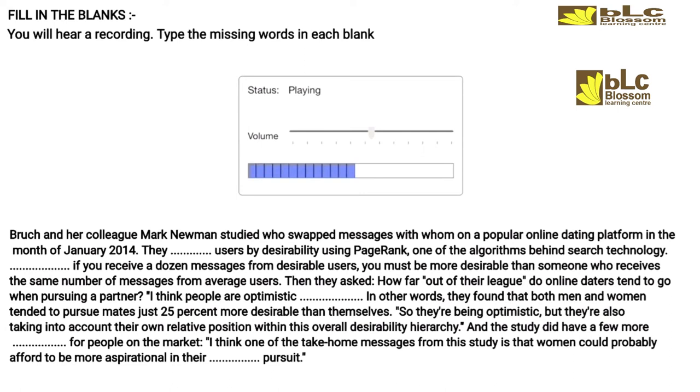I think people are optimistic realists. In other words, they found that both men and women tended to pursue mates just 25% more desirable than themselves. So they're being optimistic, but they're also taking into account their own relative position within this overall desirability hierarchy. And the study did have a few more lessons for people on the market. I think one of the take-home messages from the study is women could probably afford to be more aspirational in their mate pursuit.